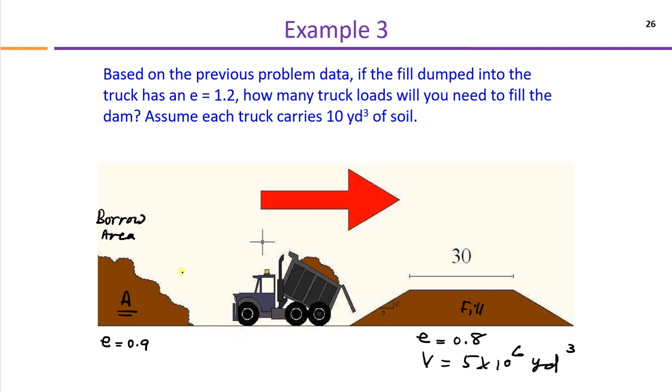Now when the soil is excavated, it is going to be placed into this dump truck. When we excavate this soil, the soil gets in a loose state. So the void ratio when the soil is in the truck is going to be 1.2. This is given. Now the volume of this truck when we fill it one time is 10 cubic yard. So when this truck is full of soil, it can carry a volume of 10 cubic yard.